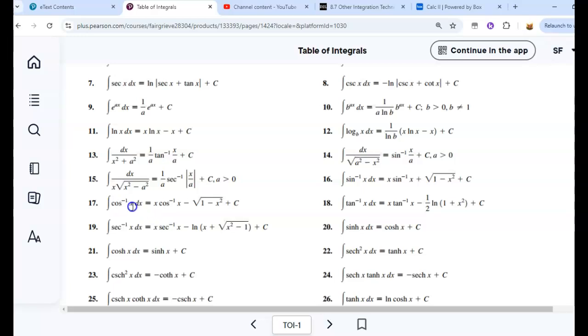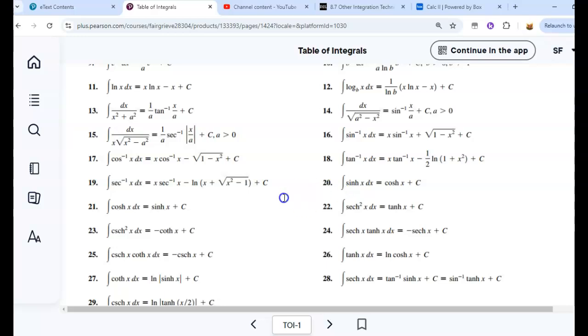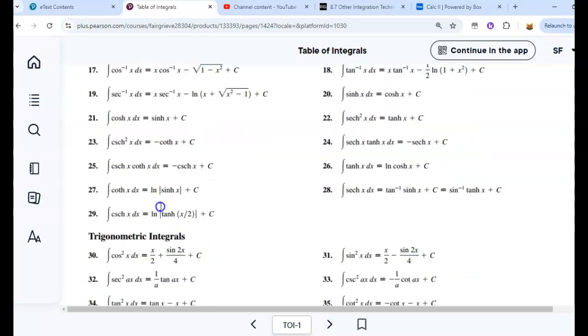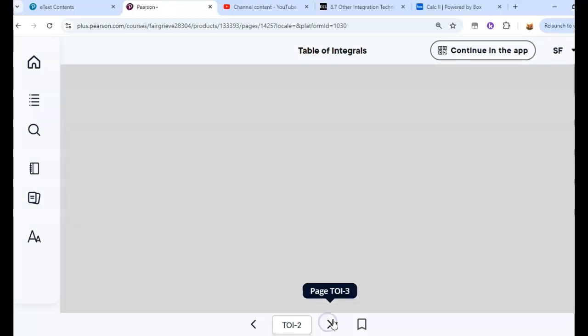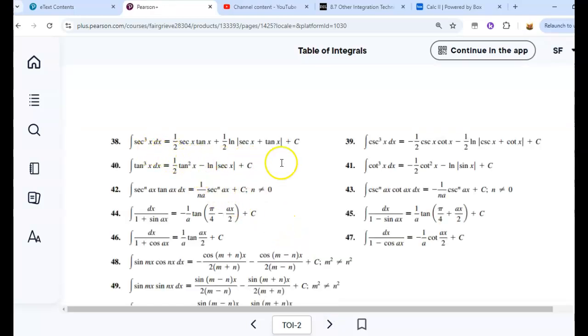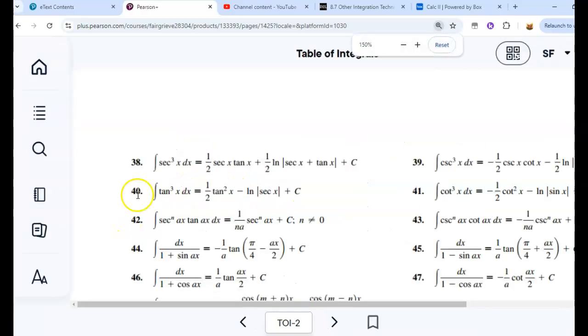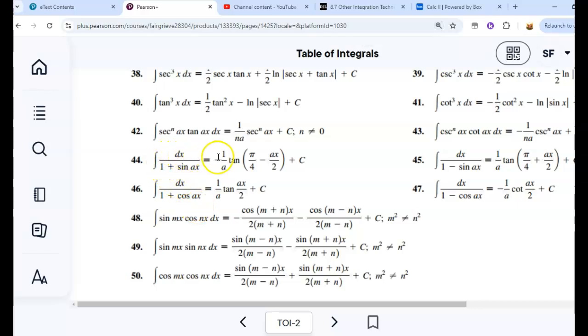There's a formula for how to do the integral of inverse cosine or integral of inverse tangent or inverse sine. You can see your hyperbolic integrals that we mentioned briefly. There they are. Some of your trig integrals for specific powers of trig functions. Keep going until finally I reach number 44 here. Okay, on my list, number 44 is the integral of dx over 1 plus sine ax.